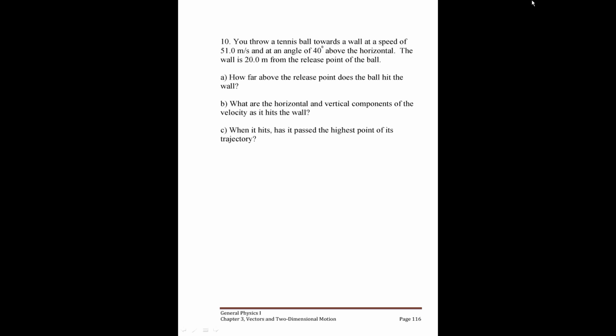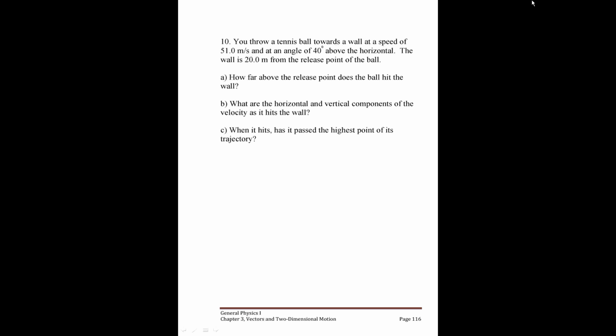Okay, number 10, this is the last one. You throw a tennis ball towards a wall at a speed of 51 meters per second at an angle of 40 degrees above the horizontal. The wall is 20 meters from the release point. How far above the release point does the ball hit the wall? What are the horizontal and vertical components of the velocity as it hits the wall? And when it hits, has it passed the highest point of its trajectory?